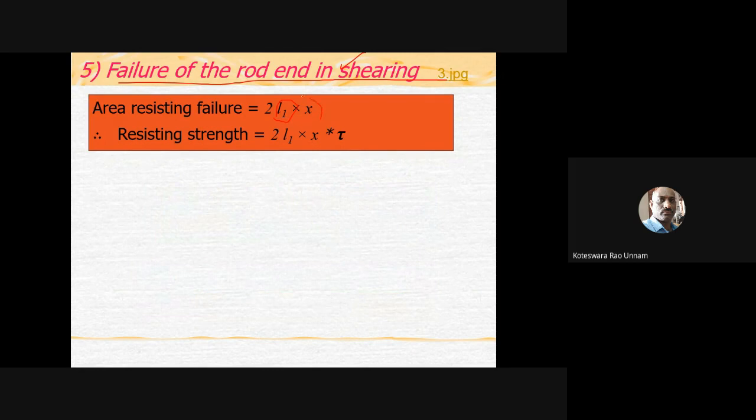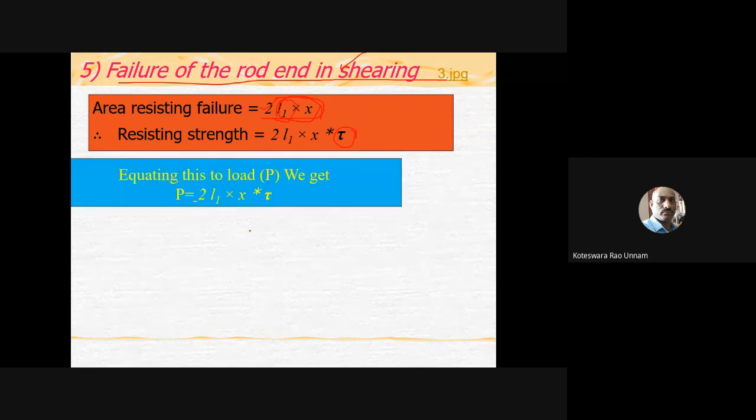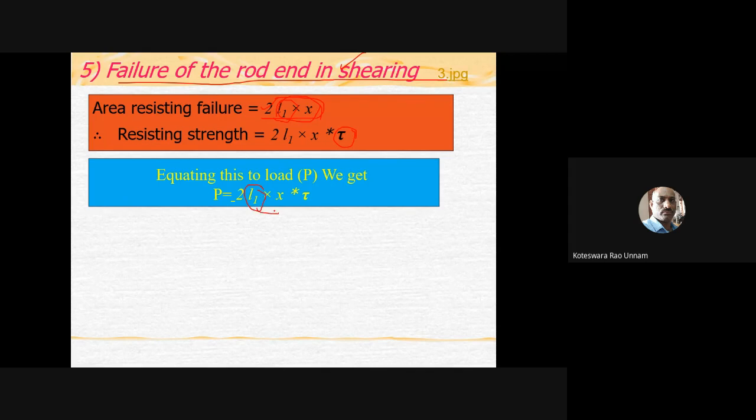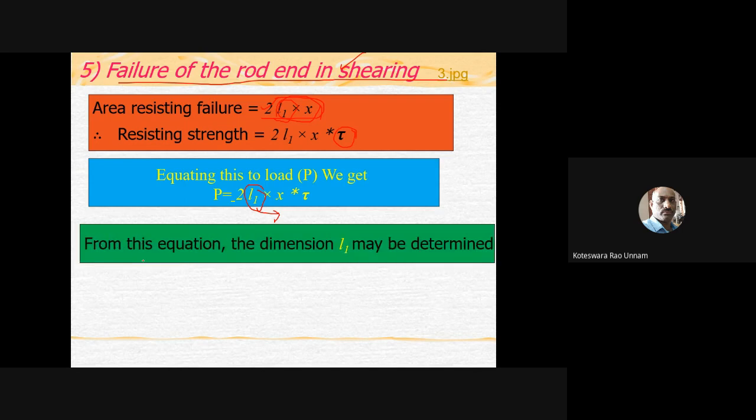L1 into X is the single shear area. So since it is in double shear, you need to multiply by 2. Then this 2L1 into X multiplied by tau will give you the resisting strength. If you equate this to the applied force P, from that you will get the L1 value. That is the minimum length you need to provide for the rod end. So from this equation, the dimension L1 may be determined.